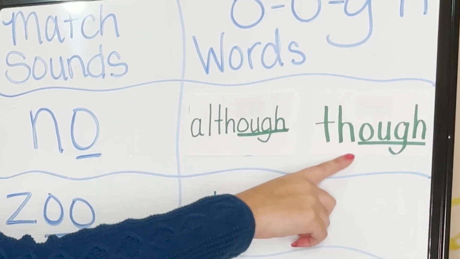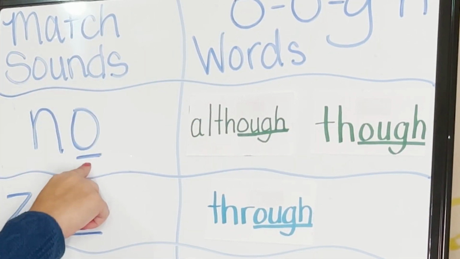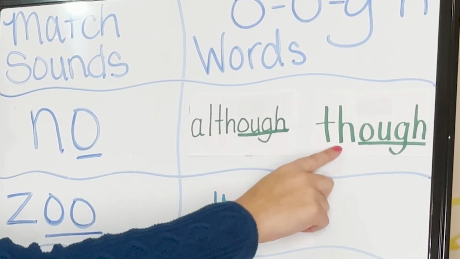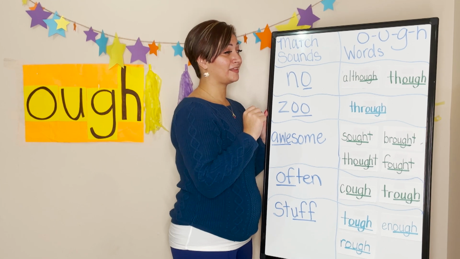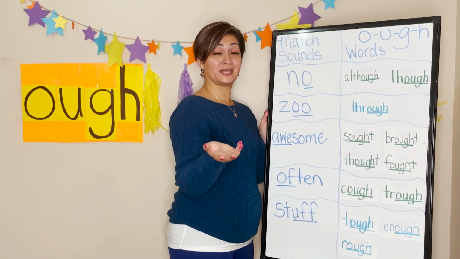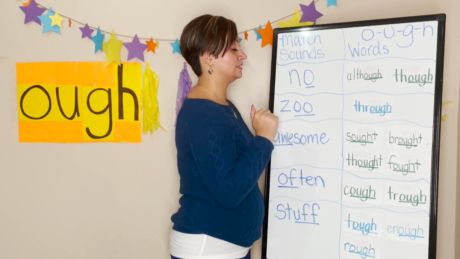All right, here's another one. So whenever we see O-U-G-H, it's going to make what sound? O. Though. Yeah, like, though you want to go outside, you still need to do your homework. Right? These are words you can use in sentences.